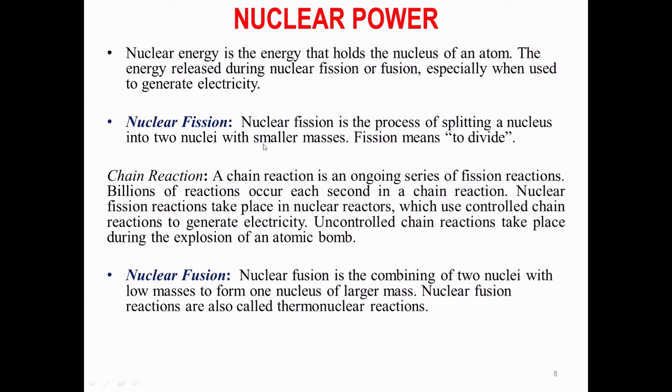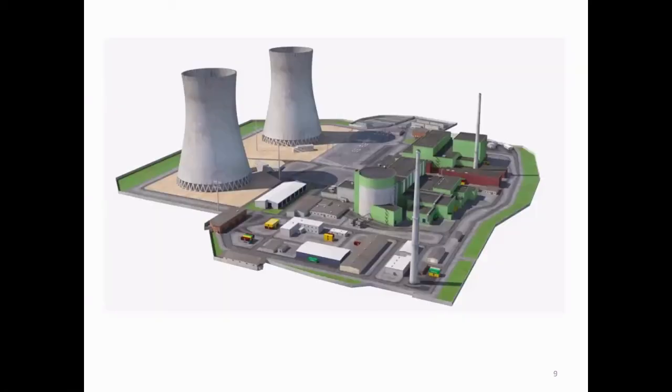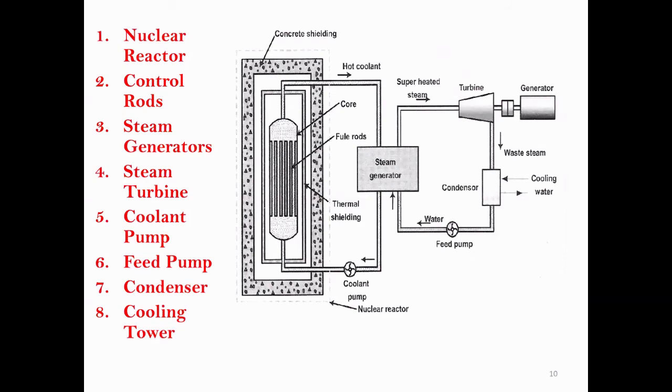Now the fuel that is used in nuclear energy is uranium or plutonium. On the screen you can see a 3D bird's-eye view diagram of a nuclear power plant. In India, you have so many nuclear power plants. Now this is a 2D diagram, which is useful for examination purposes. The important parts are: a nuclear reactor, control rods, steam generators, steam turbine, cooling pump, feed pump, condenser, and cooling tower.